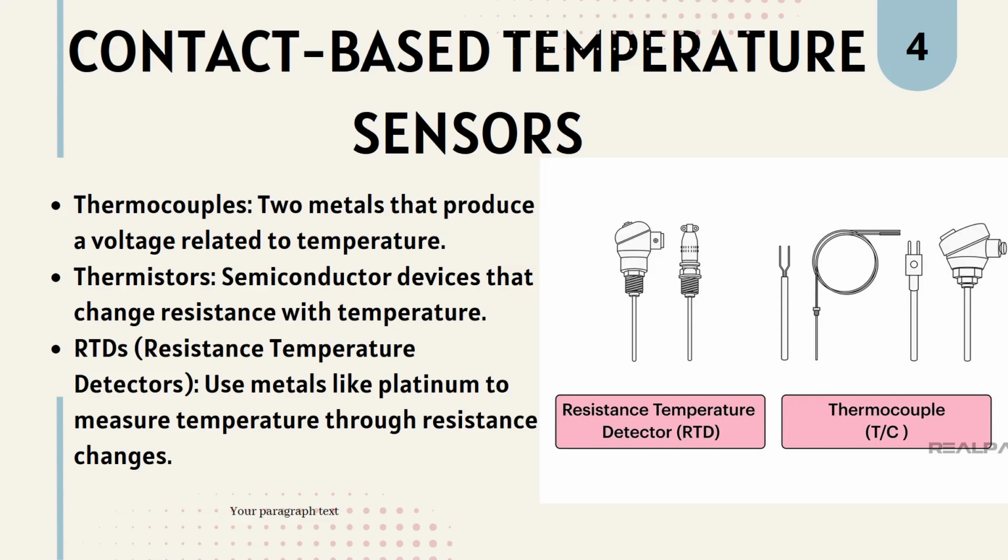Contact based temperature sensors. A few examples of contact based temperature sensors are thermistors. These are devices which measure temperature using temperature sensitive resistors with high accuracy in specific ranges. Thermocouples. These are made of two dissimilar metals that generate a voltage corresponding to temperature differences. RTDs. These use the temperature dependent resistance of materials like platinum to measure the temperature.